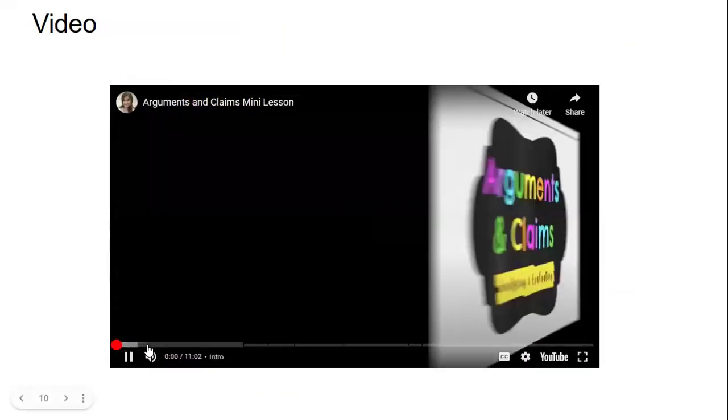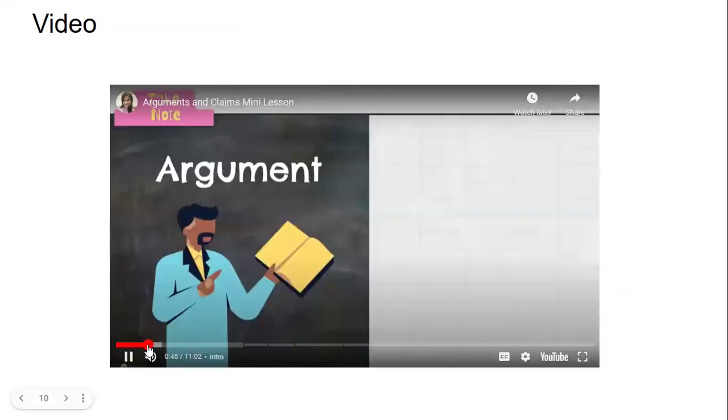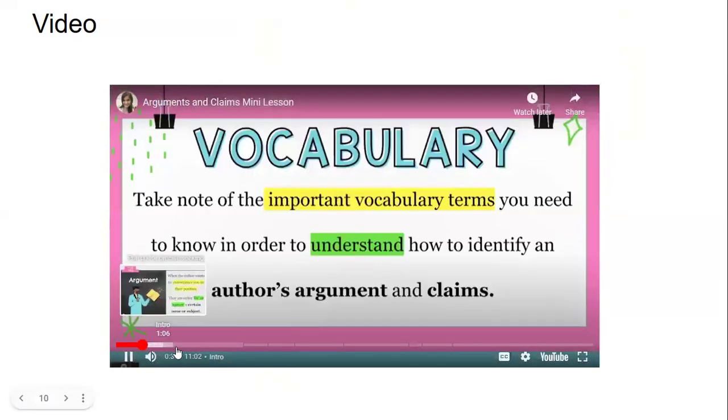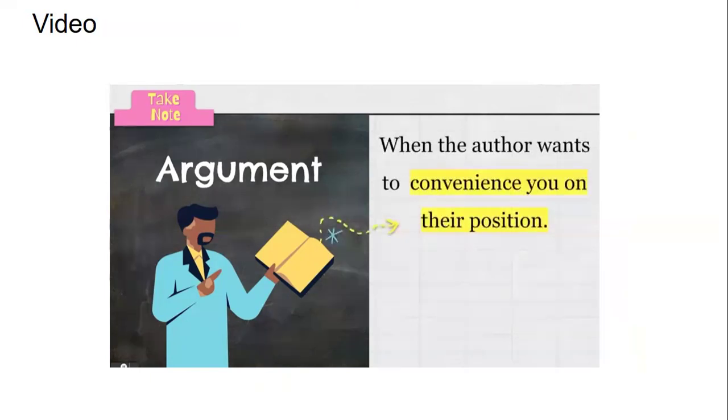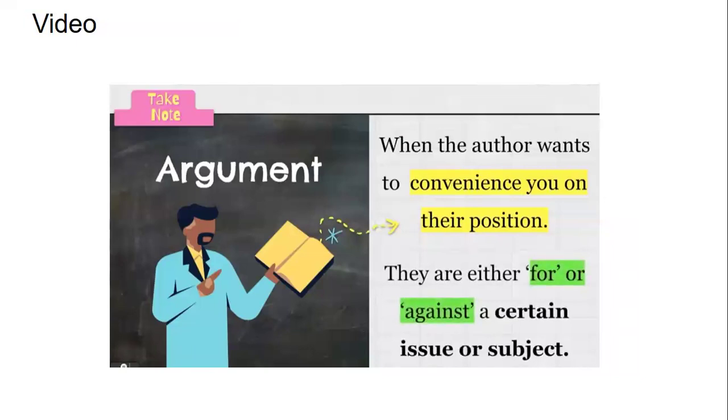Please listen carefully. Get ready to identify an author's argument and their claim. All right, so let's look at our first word, which is argument. And you're like, oh, I know what an argument is. I had one of those today when my brother wouldn't let me in the bathroom to get ready for school. We're not talking about that kind of argument. For the purpose of arguments and claims, we are talking about when the author wants to convince you on their position. So they're either for or against a certain issue or subject.